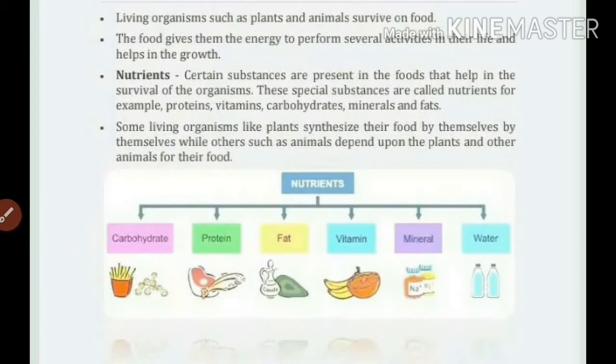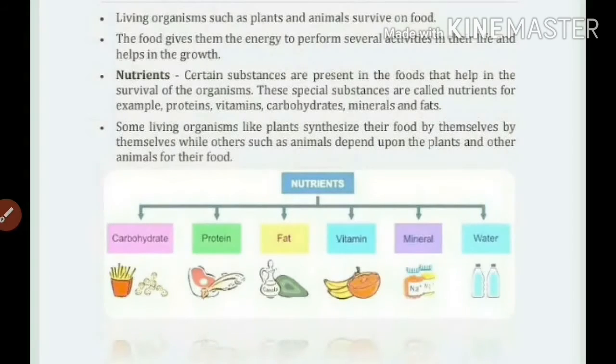The third point gives us the definition of the nutrients. So let's define the nutrients. Certain substances are present in the food that help in the survival of the organism. These substances are called nutrients. For example, proteins, vitamins, carbohydrates, minerals and fats. Yes, carbohydrates, proteins, vitamins and minerals are all nutrients which are present in our food and help in our survival.